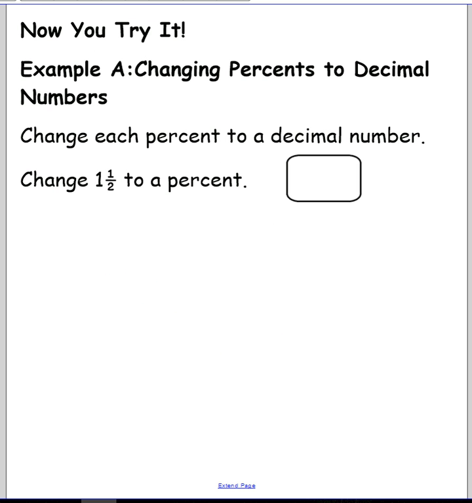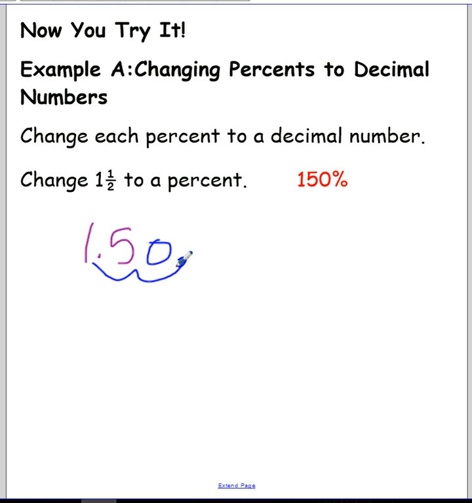Now, why don't you try 1.5 to a percent, doing the same thing. Pause the video while you do that, and then resume when you're ready to check your answer. So hopefully you got 150%. So 1 goes in front of the decimal, and then 1/2 is the same as 0.5. So when you move the decimal 2 spaces to the right, you had to add a 0 to get your 150 for your percent.